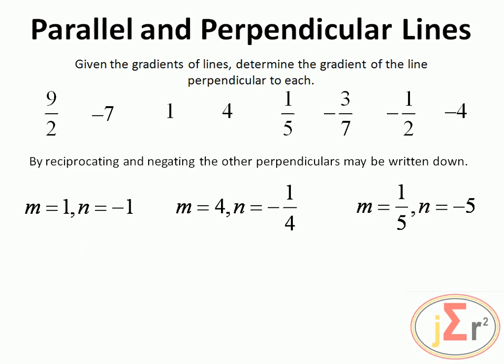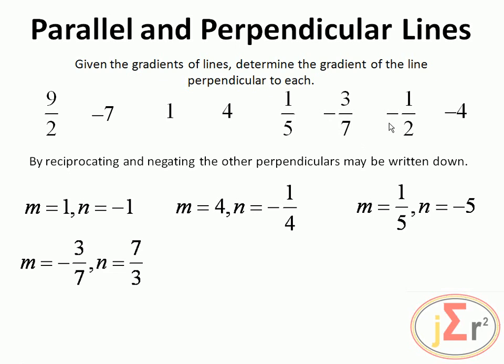For the other one, if we reciprocate this, we are going to get a negative 7 over 3. And if we negate that negative 7 over 3, we are going to get a positive 7 over 3. Or we may just say, just change the sign. So we may say, change the sign after you have reciprocated, so it's going to be 7 over 3. That's what we have.